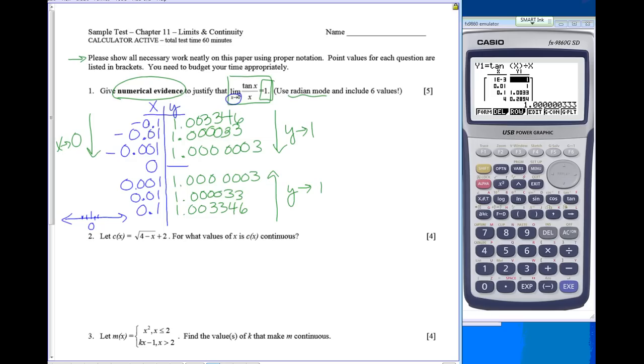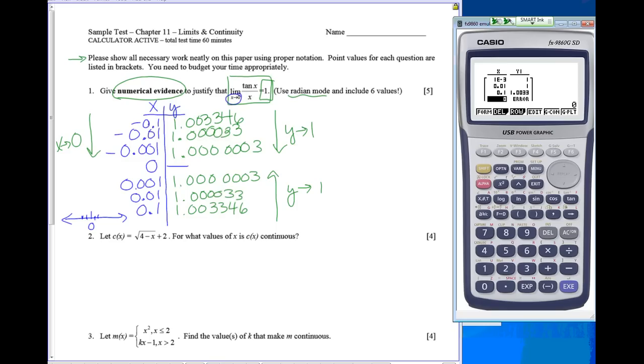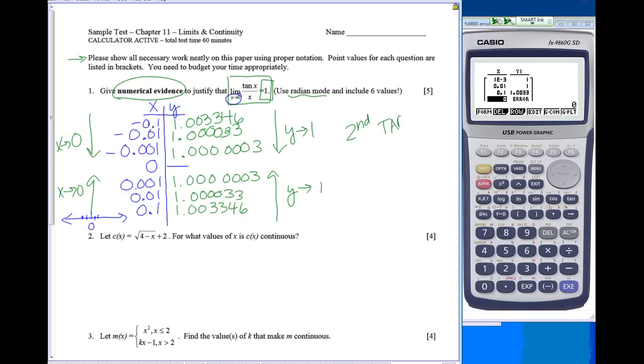By the way, if I put in x is 0, it does give me an error because that would create division by 0, but that's not going to affect us here. So the key is, as x gets closer and closer to 0, from either side, the left or the right, the y values are getting closer and closer to 1. So that's our numerical evidence. By the way, if you were using a TI to do this, you would need to go into your table set. So you need to go into second and then table set.